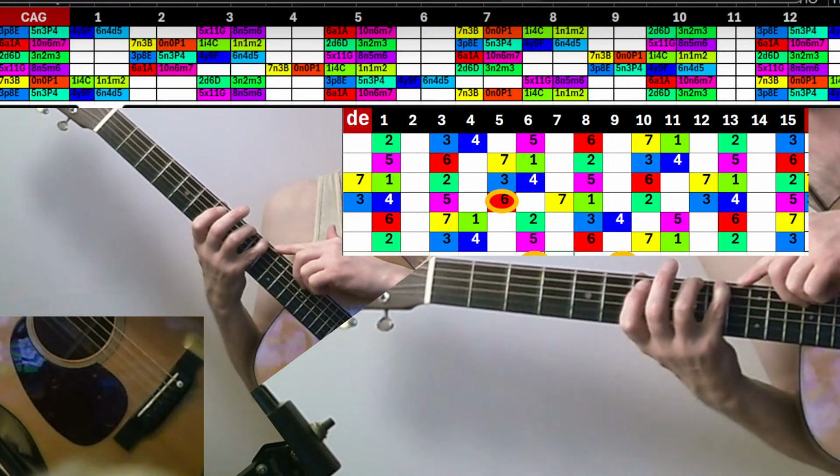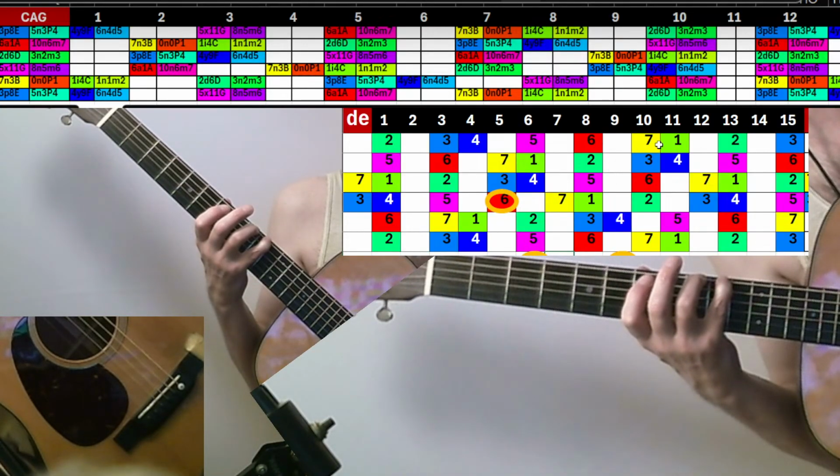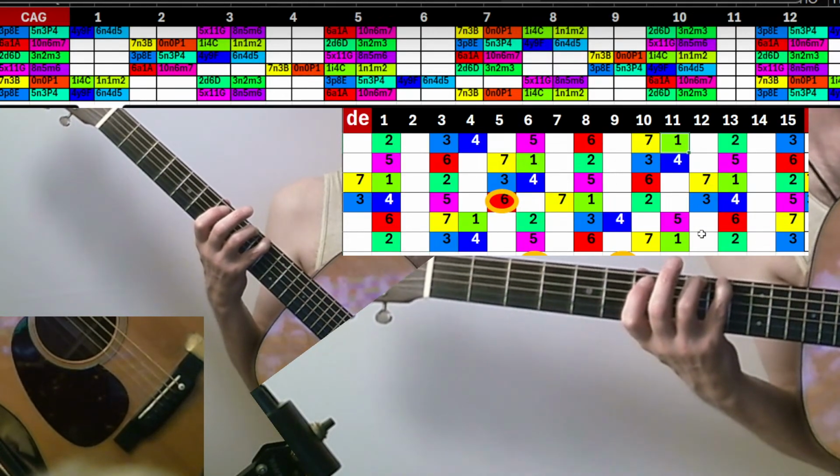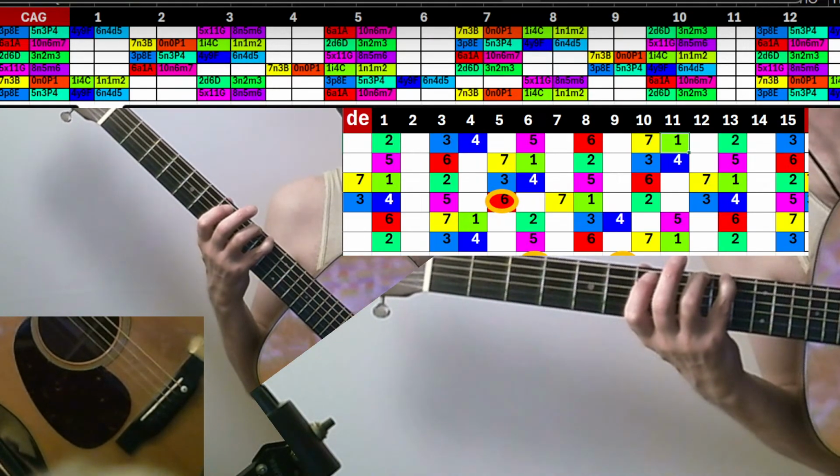12, 11, 10 fret. What is it, 10? I'm back here on the 11 fret. Is that right?